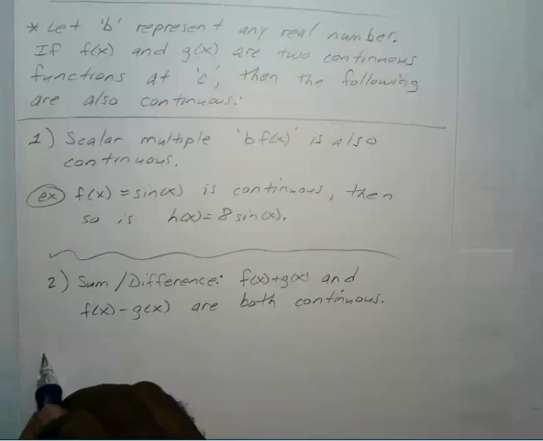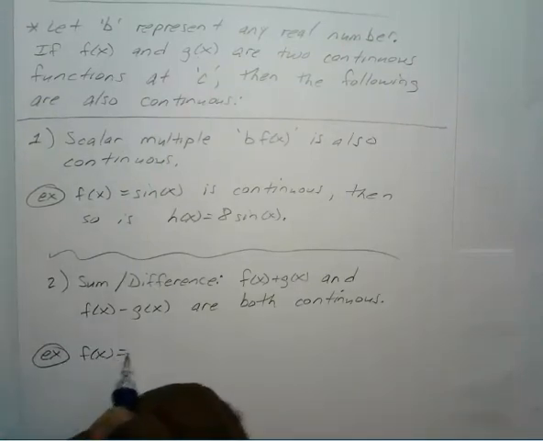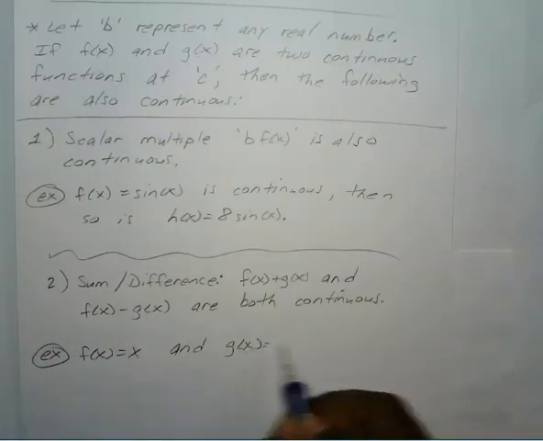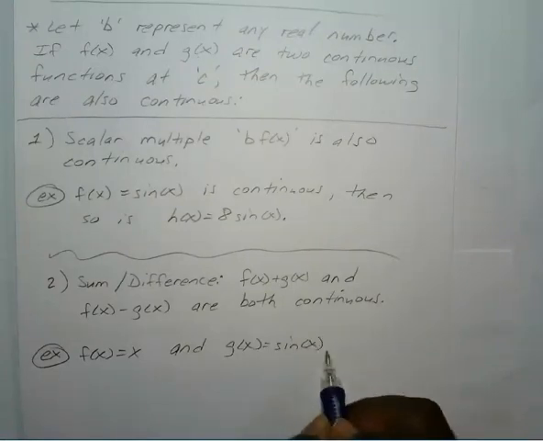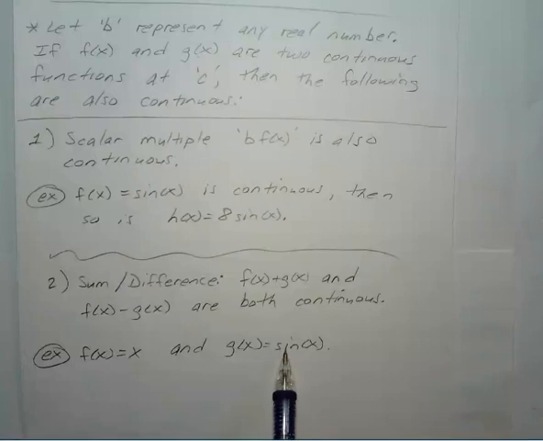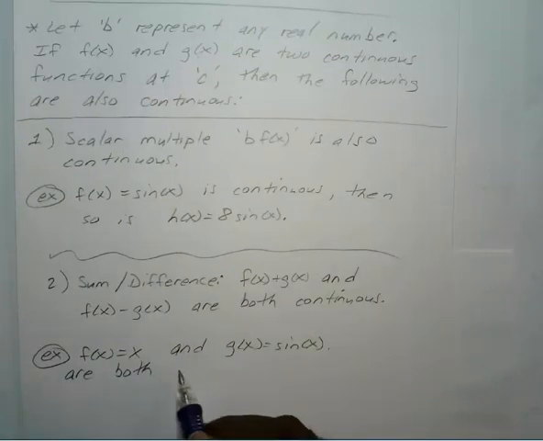Alright, so let's say, for example, if you have f of x equals x, and if you have g of x equals sine of x. Okay, so we know both of those are continuous. You draw f of x equals x, it's just a horizontal line through the origin, and sine of x, we know that's just the graph of sine. Okay, so we know they're both continuous functions.